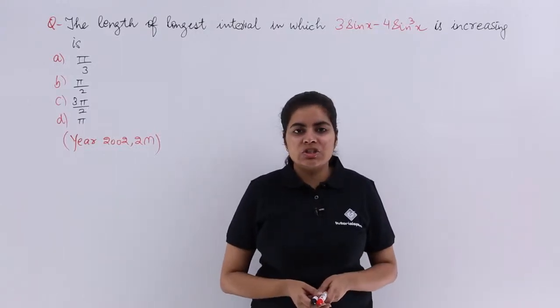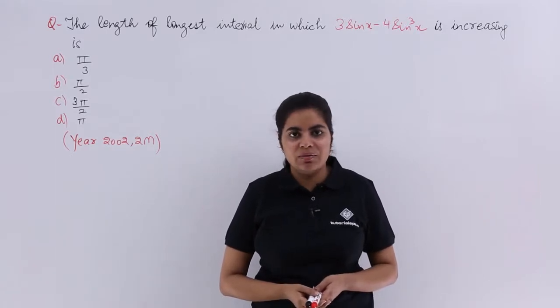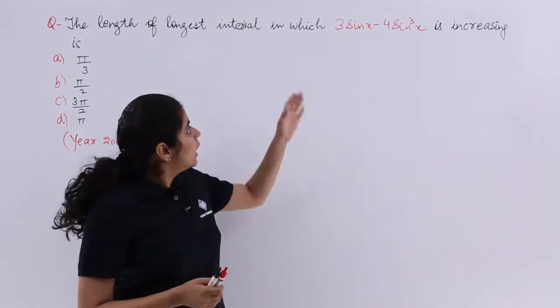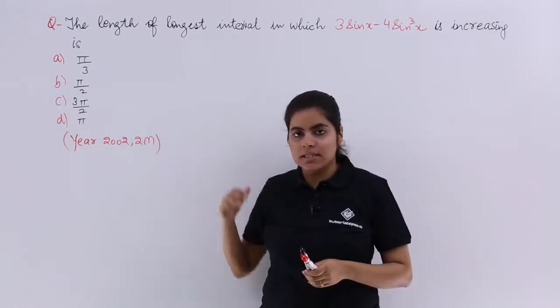Another IIT JEE question to solve, asked in the year 2002 for 2 marks. Let's start solving. So it says the length of the longest interval in which 3 sin x minus 4 sin cube x is increasing is.